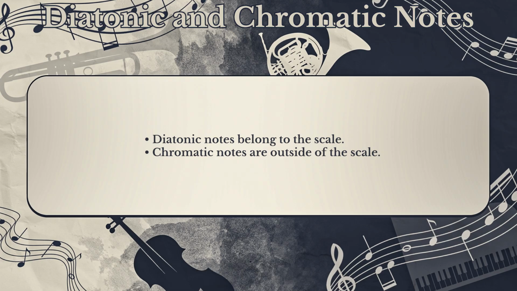There are two terms we should clarify before moving to the next section. Diatonic notes belong to the scale, while chromatic notes are outside of it. For example, D is a diatonic note in C major, while D flat is a chromatic note.